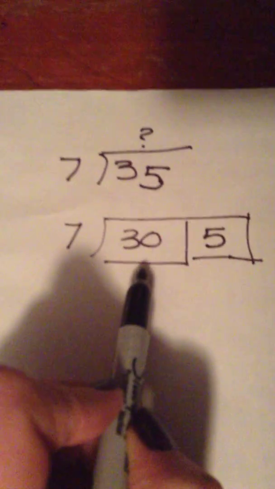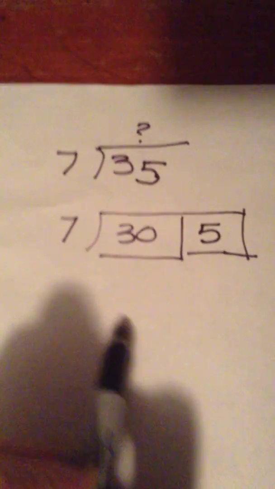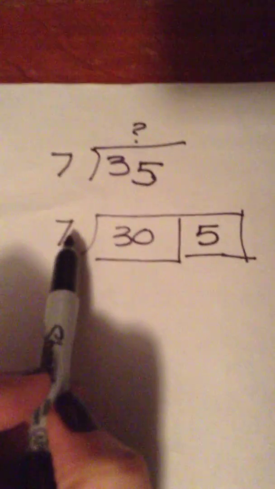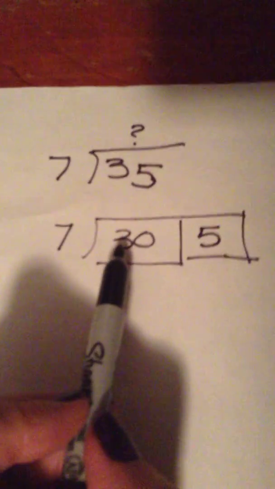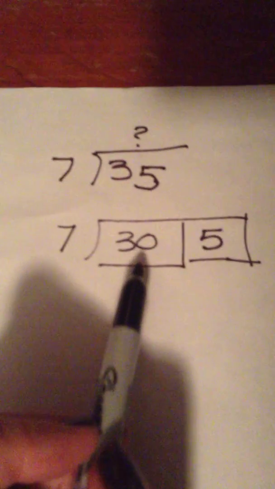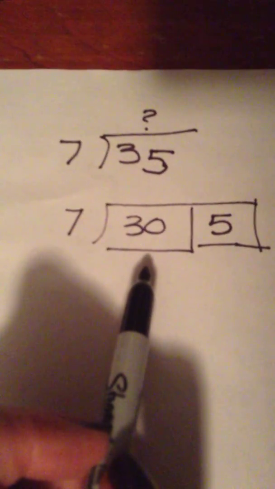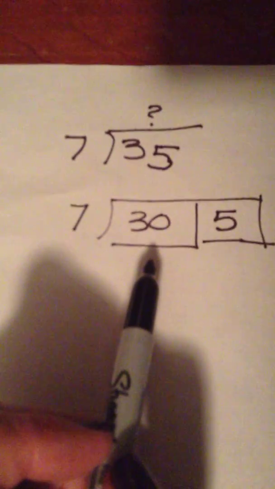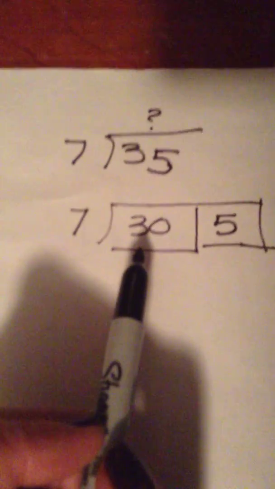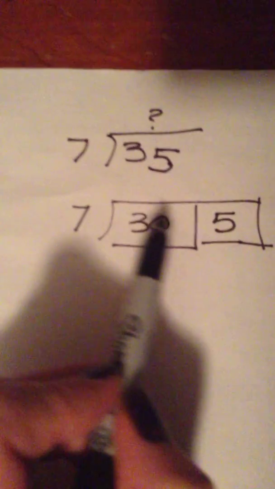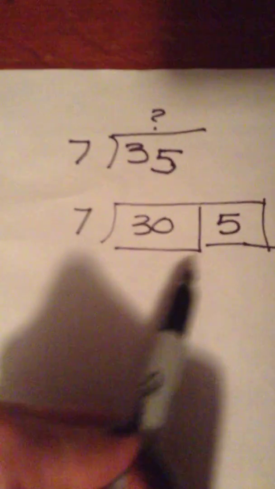Now, I could draw the 30 dots down here and take out groups of 7, or I can use my multiplication facts. I know that 7 times 1, one group, would be 7. 7 times 2 would be 14. 7 times 3 would be 21. And 7 times 4 groups is 28. 28 is below 30. Remember, I don't want to go over.